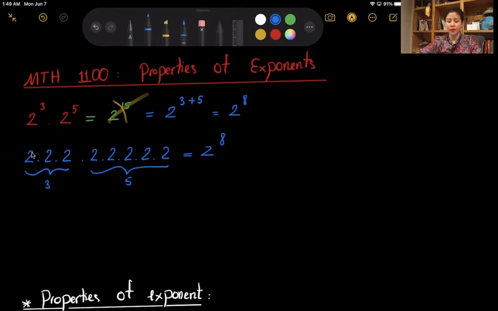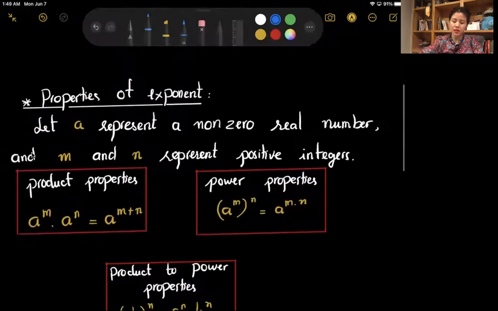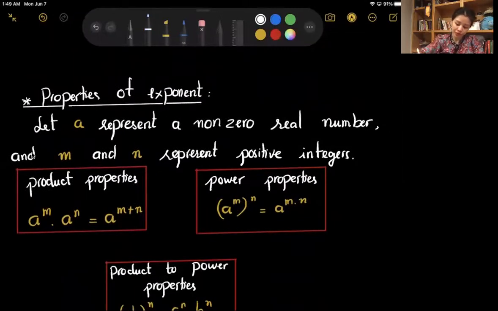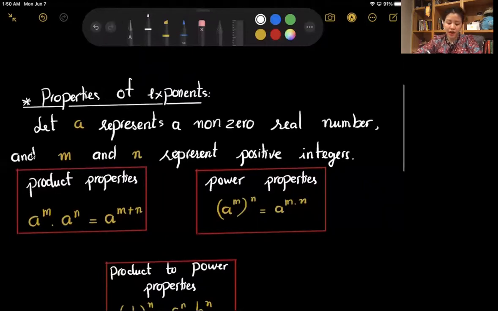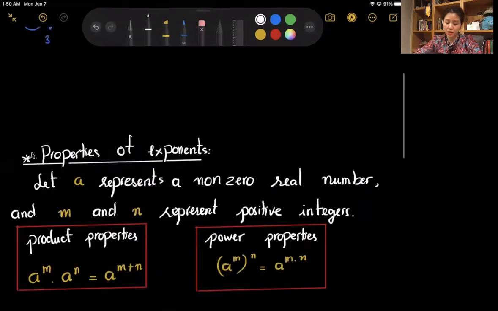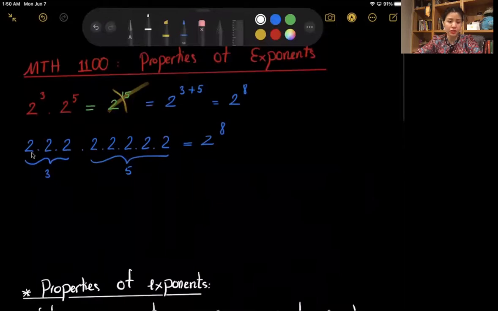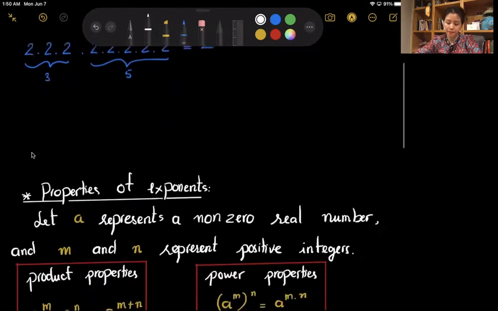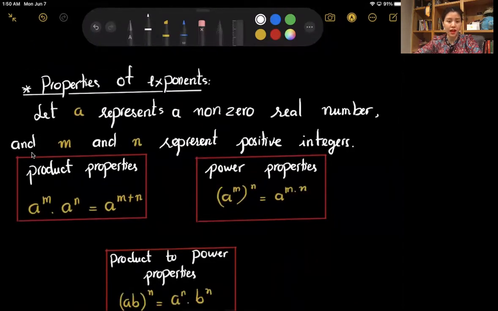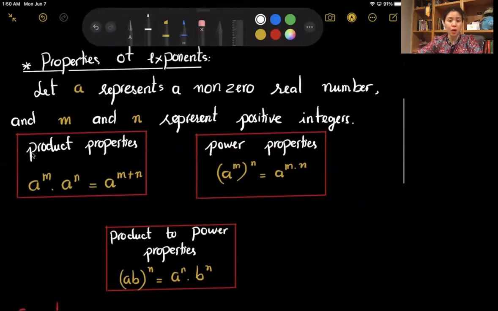Okay. So the general rule is this. Here I list out the properties of exponents for you. Let a represent a non-zero real number, and m and n represent positive integers. The product property is that if I have a to the m times a to the n, it is equal to a to the m plus n, right? Just like we did here. We have the same base, 2 to the third times 2 to the fifth. We add the exponents together and we have 2 to the 8. m plus n, 3 plus 5. So that's the product property.